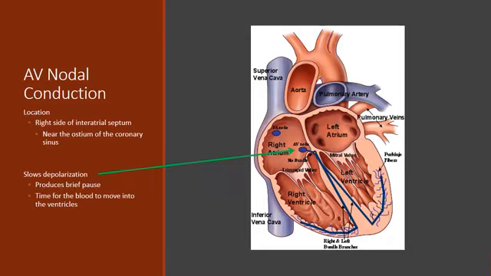Next is the AV node. In terms of its location, it's located on the right side of the interatrial septum, or atrial septum, near the ostium of the coronary sinus. You can see where it is on the right side there. And really, its main job is to act as a gatekeeper and to slow the electrical conduction wave down to give a brief, split second to allow the atria to physically pump or move that blood from the atria into the ventricles.